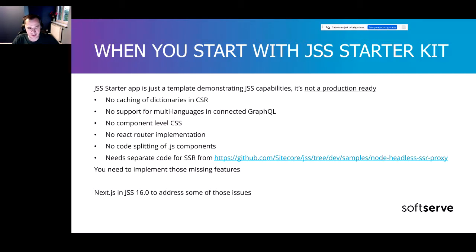But in JSS version 16, Sitecore added support for Next.js, and actually Next.js addresses some of those issues. With Next.js, there is support for component level CSS. You don't need external code for the server-side rendering. React router, or the equivalent of React router, is already implemented because this is part of the Next.js framework.